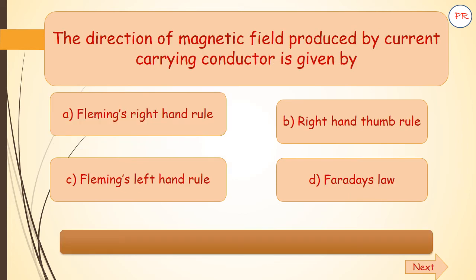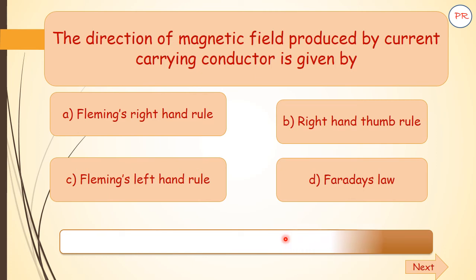The direction of the magnetic field produced by a current carrying conductor is given by A. Fleming's right hand rule, B. right hand thumb rule, C. Fleming's left hand rule, D. Faraday's law. Here is the time. And the correct answer is right hand thumb rule.